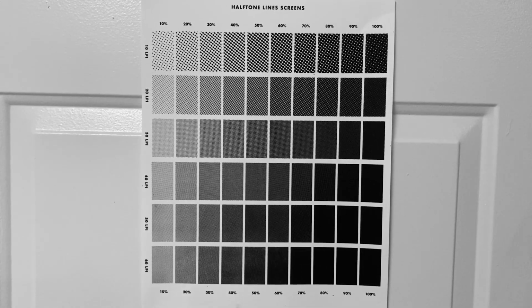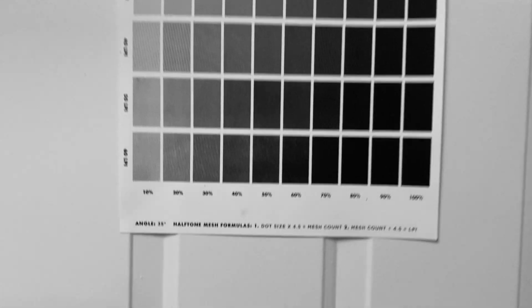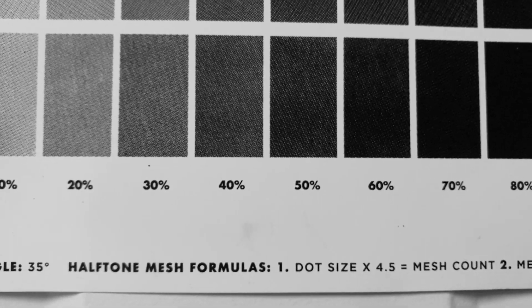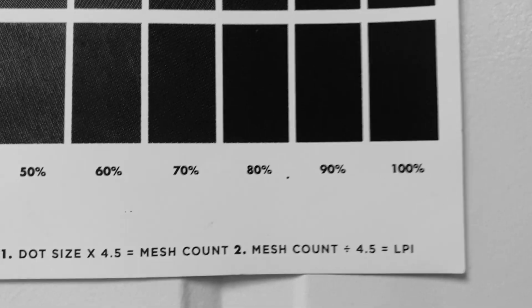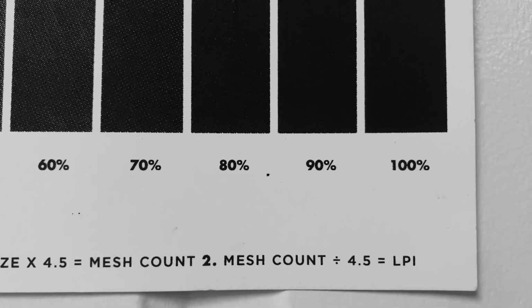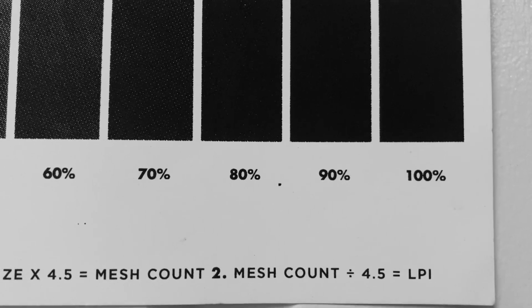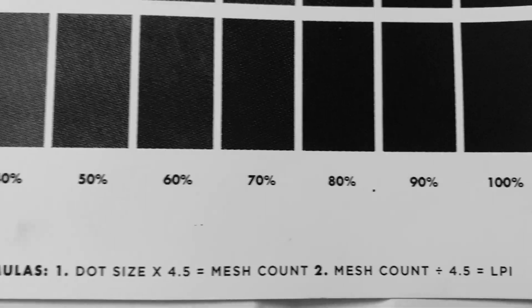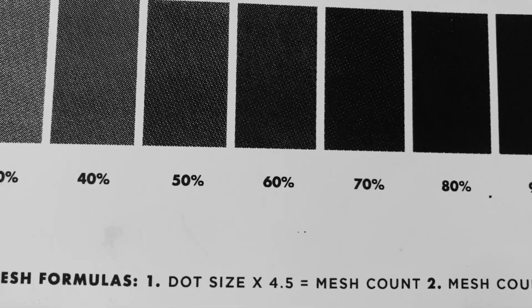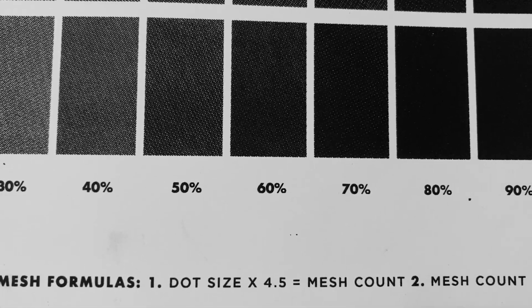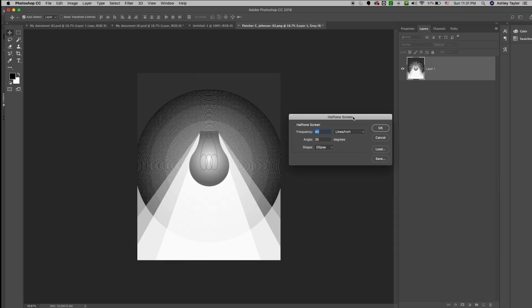This entire print was printed on a 230 mesh screen at a 35-degree angle. This LPI was determined by the halftone mesh formula of your mesh count divided by 4.5 equaling your LPI. So 230 divided by 4.5 yields the maximum LPI. Now, if you want to know what mesh count you should use, you could do your LPI times 4.5 to equal your mesh count. This is where that equation and the settings of your screen applies.